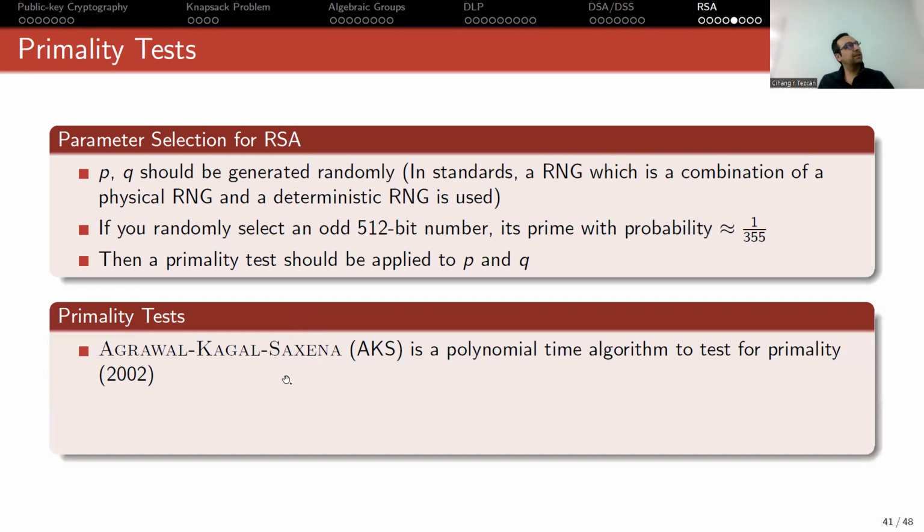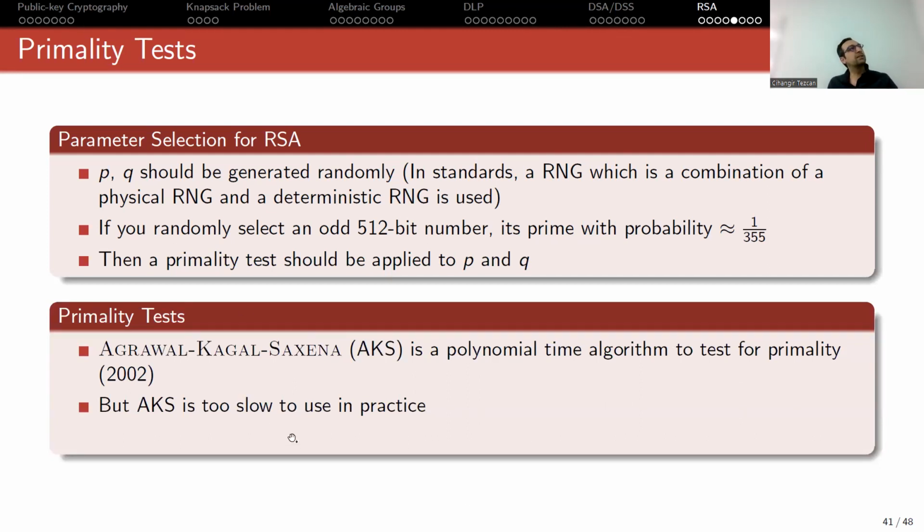So primality testing, as I mentioned, we have a polynomial time algorithm for testing primality, the AKS algorithm, due to the authors Agrawal, Kayal, and Saxena. It was a huge breakthrough, but it turned out that this is really slow in practice, although it is polynomial time, because you do a lot of computations and the sizes are big.